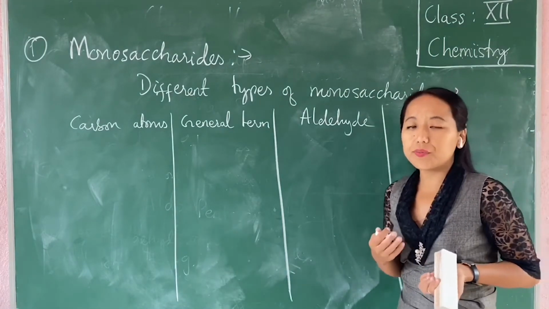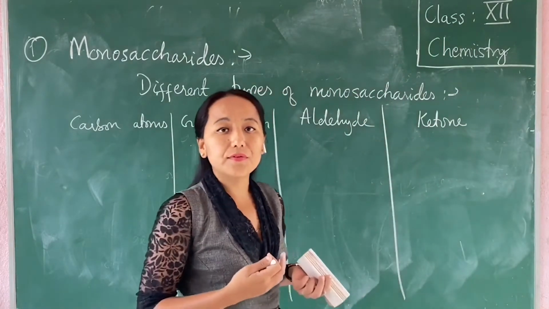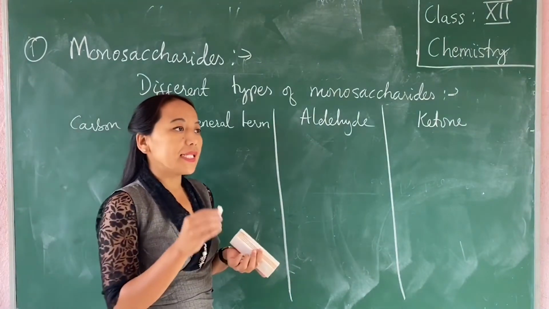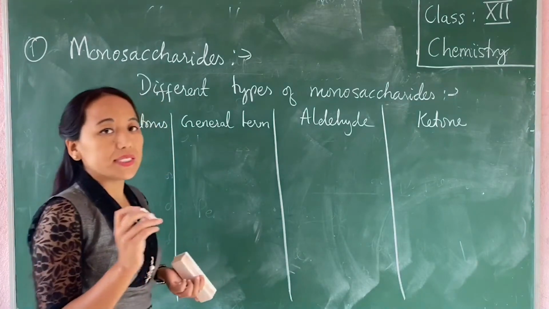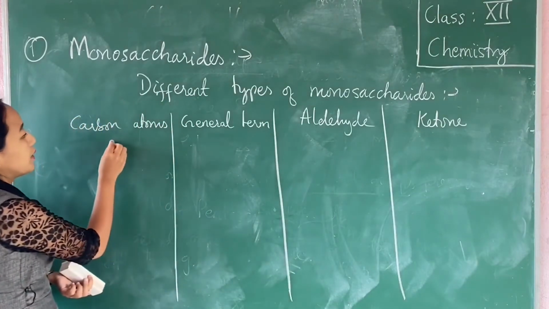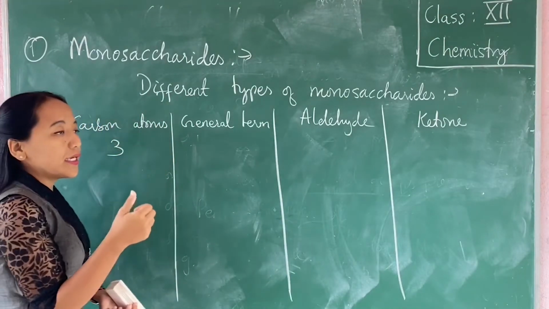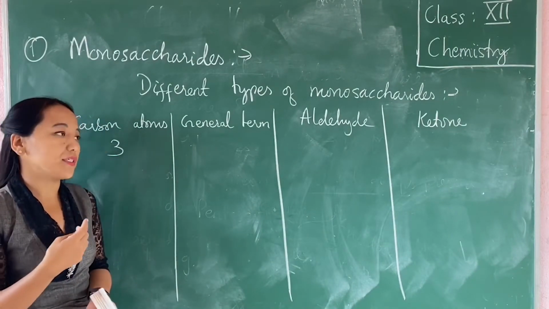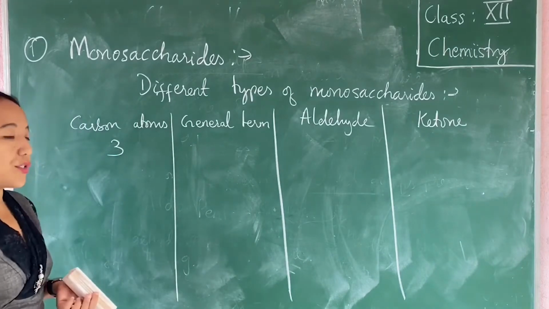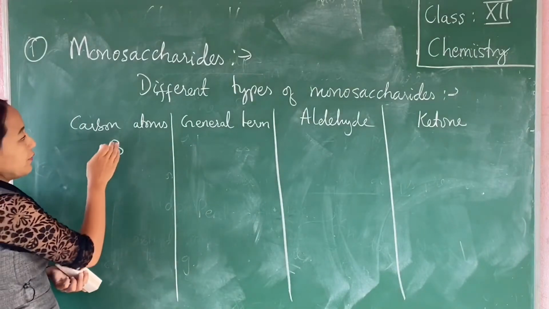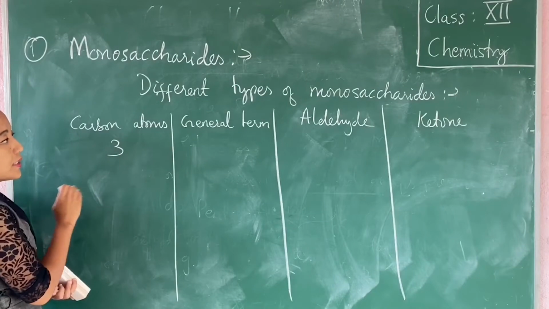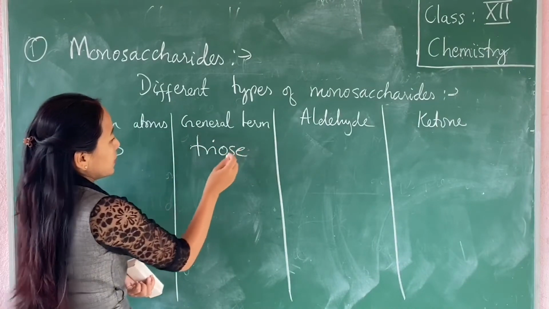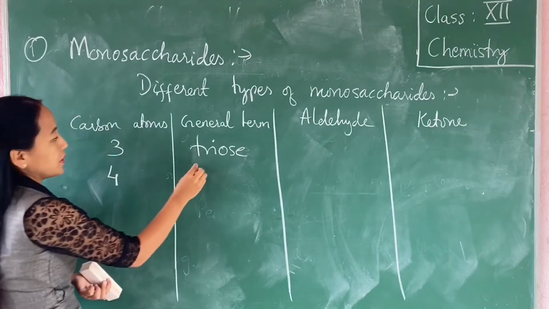Now there are different types of monosaccharides depending upon the number of carbon atoms present in them. The least number of carbon atoms present in a monosaccharide is 3 carbon atoms, because when you say polyhydroxy compounds, 2 or 1 carbon atom is not enough, so at least it needs 3 carbon atoms. If 3 carbon atoms are present, the general term is triose. If it is 4 carbon atoms, tetrose.